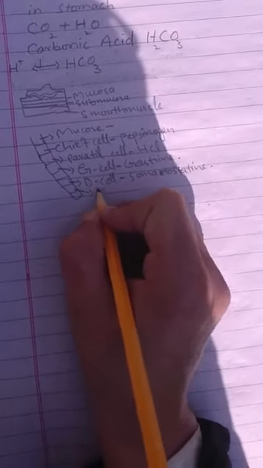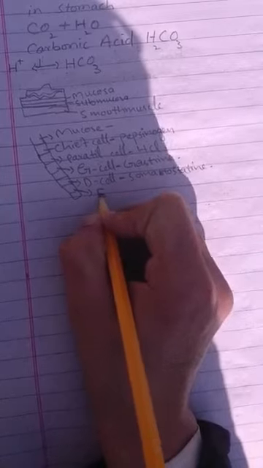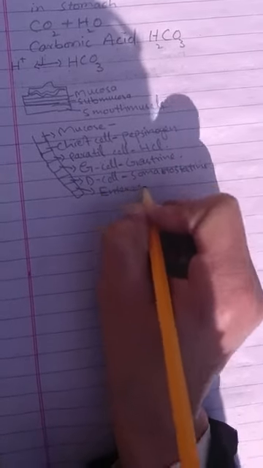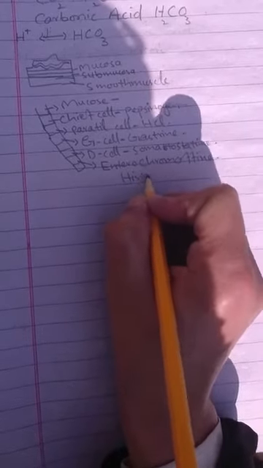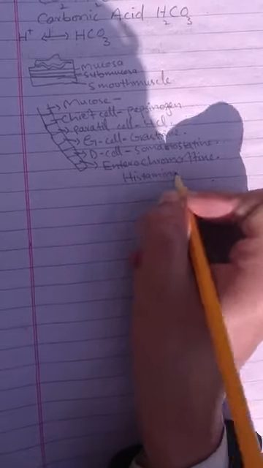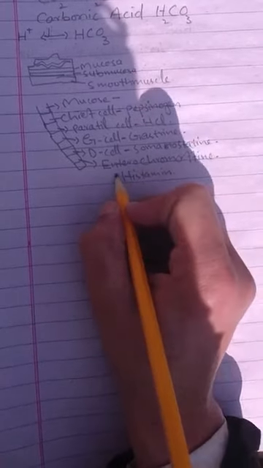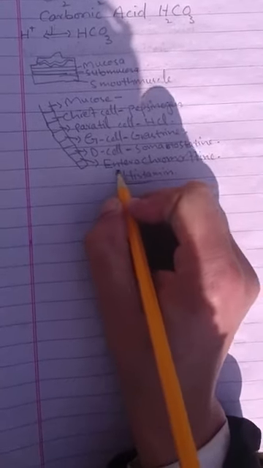Now the last one will be the enterochromaffin cells. It will produce the histamine. Remember, histamine is also involved in allergic reaction because it is the secretion of mast cell. But here, enterochromaffin cells will release the histamine to promote the hydrochloric acid secretion.